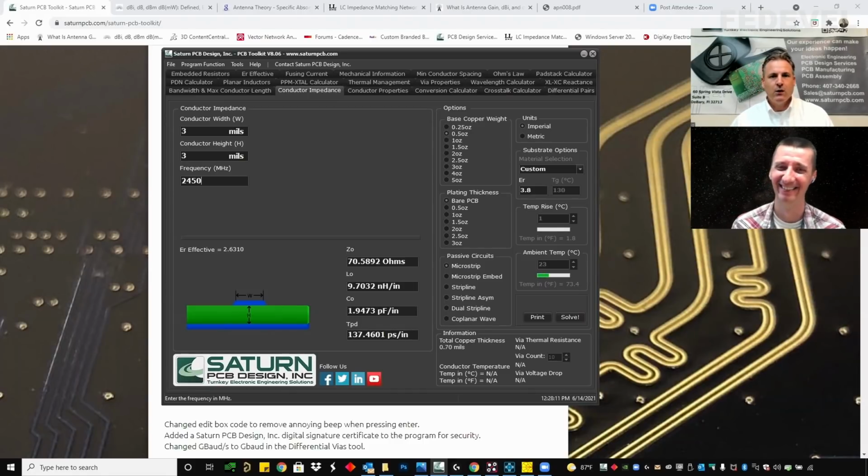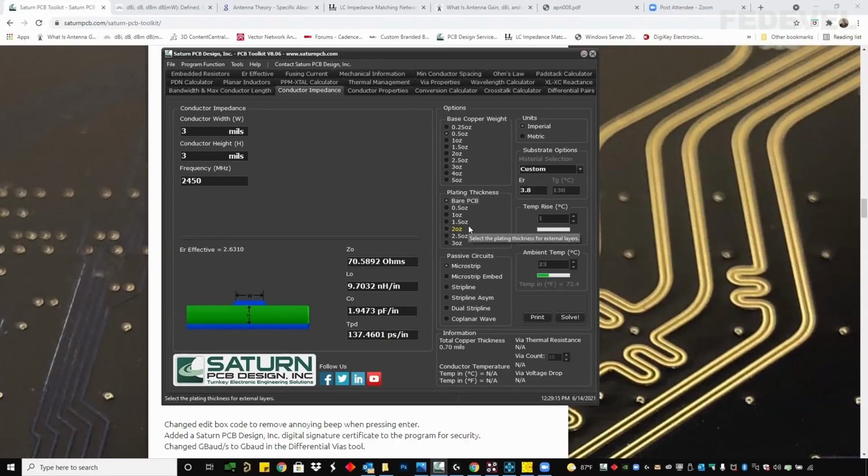Because unless you know exactly what the dielectric constant and the dissipation factor are after the boards have been manufactured, you're guessing. Let's go to a different tab. So which next one is the one which you use a lot?